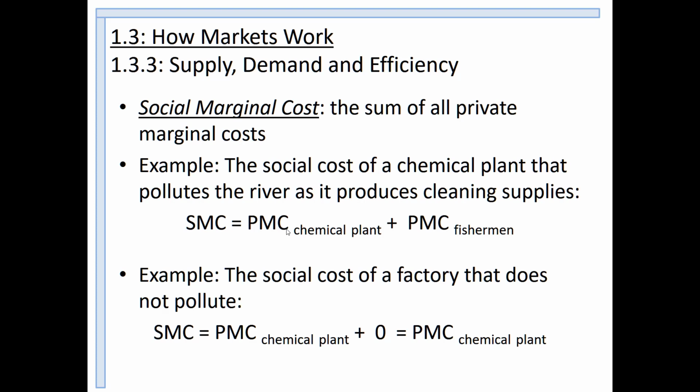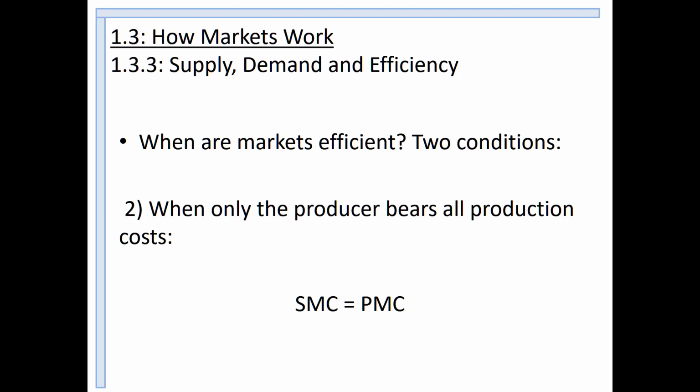But anyway, let's say that the river now is not getting polluted. In that case, the social marginal cost is going to be the private marginal cost of the chemical plant plus zero because the fishermen are not affected. As you can see, the social marginal cost now is just the private marginal cost of the firm, the chemical plant itself. And that brings us to the second condition for market efficiency.